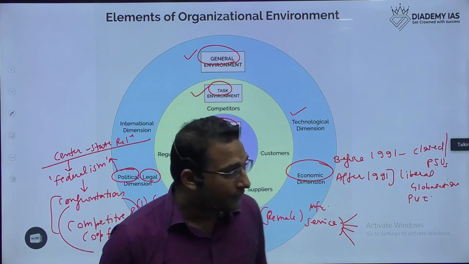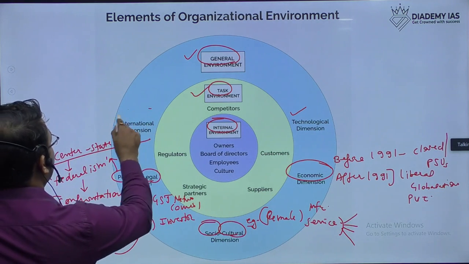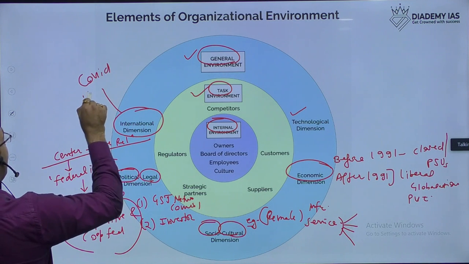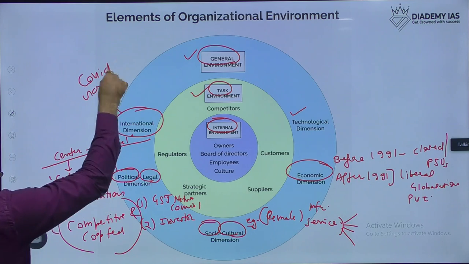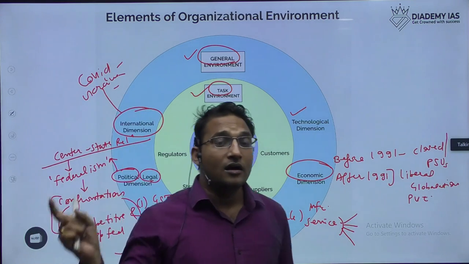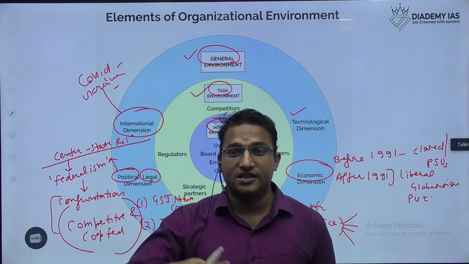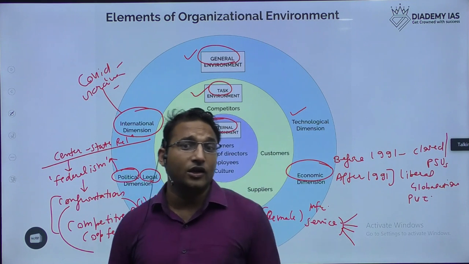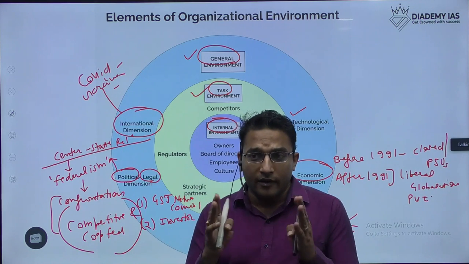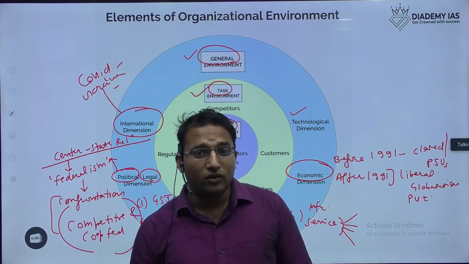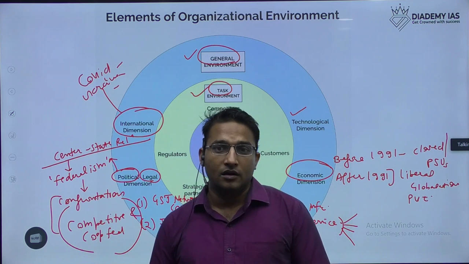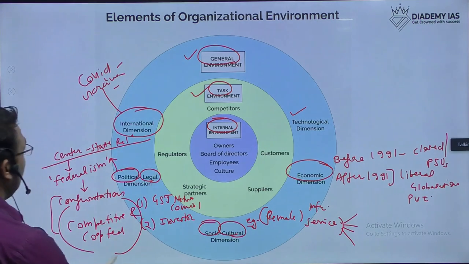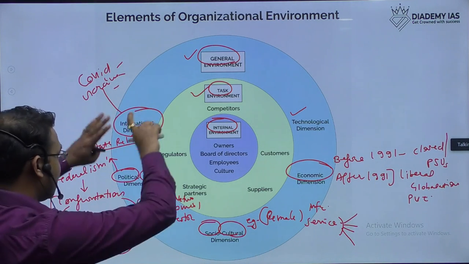Are you getting it? Similarly, the international dimension. For example, COVID. For example, the Ukrainian conflict, resulting in a burden on the oil companies and high prices. This international environment is resulting in an adverse impact on the supply chain. So we will link this with the organization, right? Accordingly, we have to change the organization. This is the general environment.